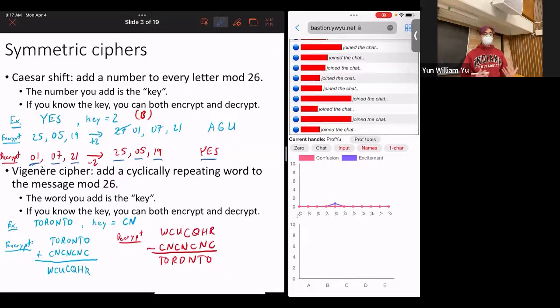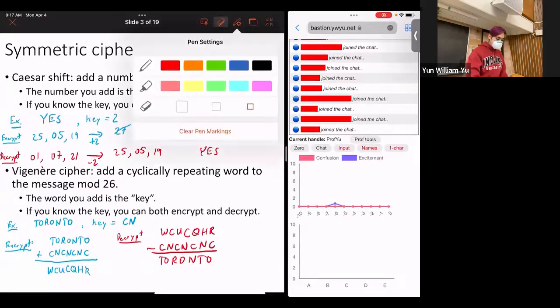And we also covered some other ciphers. So for example, we talked briefly about the Vigenère cipher, which adds a cyclically repeating word to a message mod 26. So you do the same kind of strategy you do with the Caesar cipher, except that you don't add the same thing to every position. Instead, you add a different thing to each of the positions.